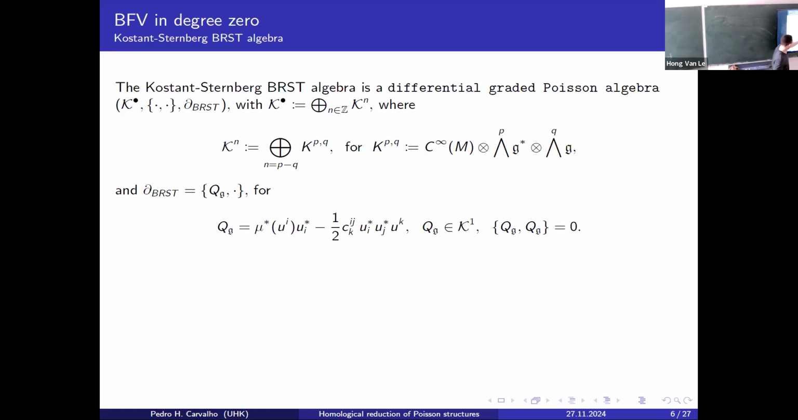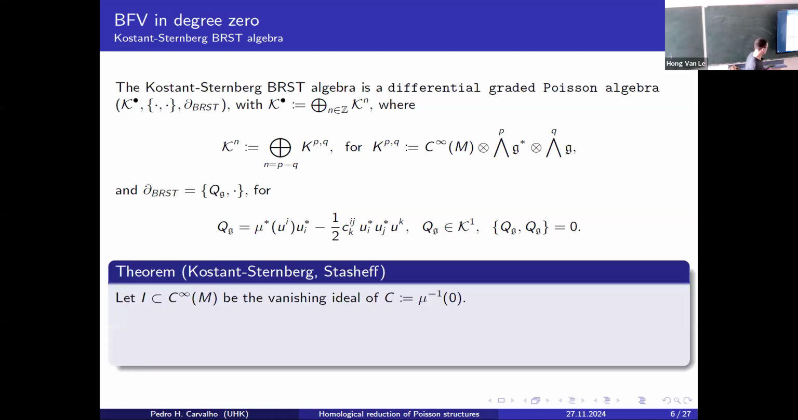So here you have the components of the moment map, and the other part you have some Chevalley-Eilenberg component of this. And this is so that this element satisfies this thing that's called the master equation. So it squares to 0. Okay, so you have a differential graded Poisson algebra.